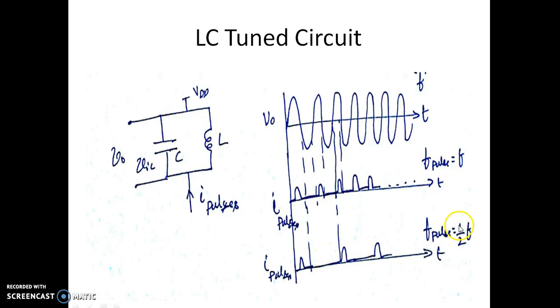Suppose this frequency is low, there is a possibility that the oscillation may die out before the next current pulse comes. That's why the current pulses are usually given every positive half cycle, so that we get a sustained oscillation.